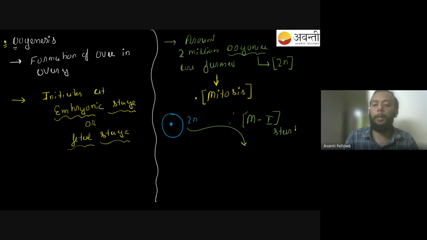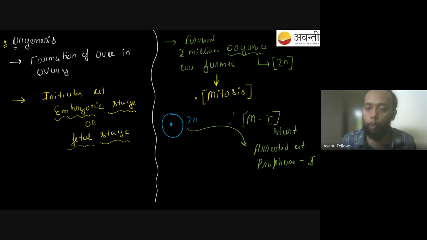But will it get completed? The answer is no. Meiosis 1 you have started, but you have not completed. So it will get arrested at prophase 1. Now your oogonia have initiated meiosis 1, but it has not gone beyond that. It has arrested at prophase 1, it stopped there. And now this oogonia will be called my primary oocyte.